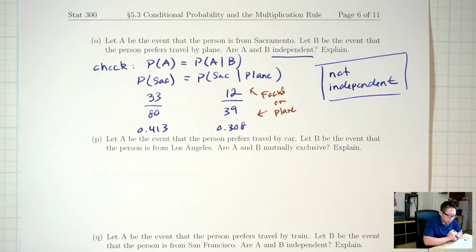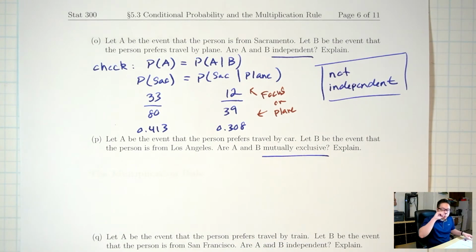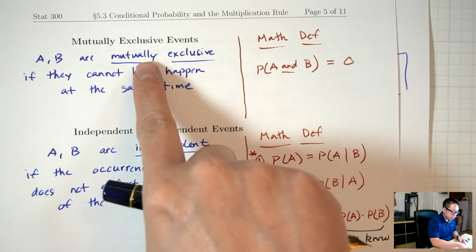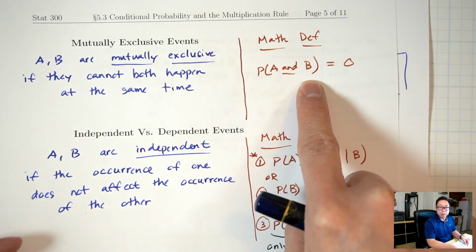Part P, let A be the event that the person prefers travel by car. Let B be the event that the person is from Los Angeles. Are A and B mutually exclusive? Right, so for mutually exclusive, I should be checking this equation. So we're checking P of A and B equals 0.